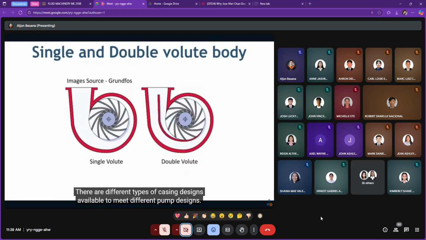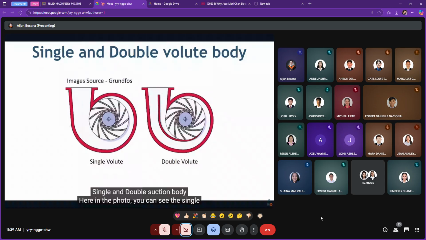There are different types of casing design available to meet the different pump design. The first one is single and double volute body. Here in the photo, you can see the single and double volute casing design. Pump with large radial force use double casing body to reduce the force on the body.